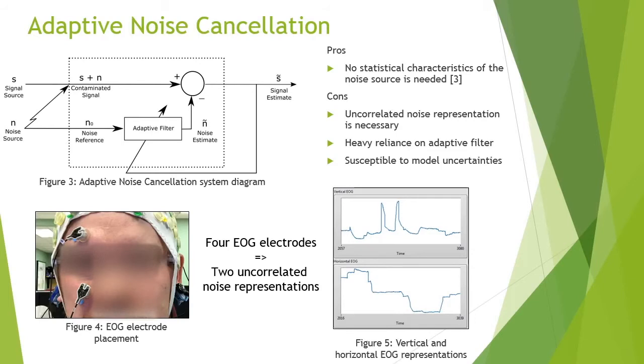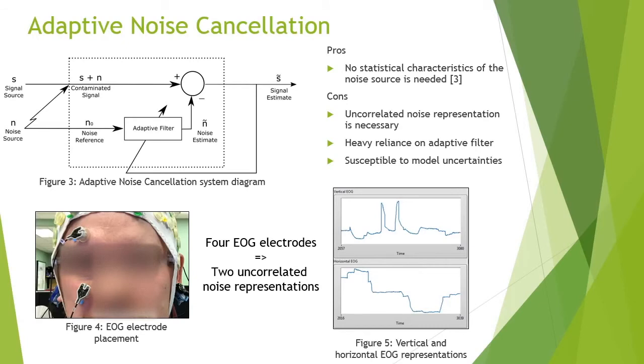For input into the filter, we need a representation of the noise, which must be correlated, obviously, with the underlying noise itself, but uncorrelated with the signal. This noise reference is passed through the adaptive filter, which then applies weights and outputs a noise estimate. This estimate is removed from the contaminated signal, which outputs the signal estimate. Based on the error between the noise estimate and noise source, we then update our weights in the adaptive filter to produce a better estimate of the noise. The pros of this framework are that no statistical characteristics of the noise source are needed, but the cons are that you necessarily need a noise representation.